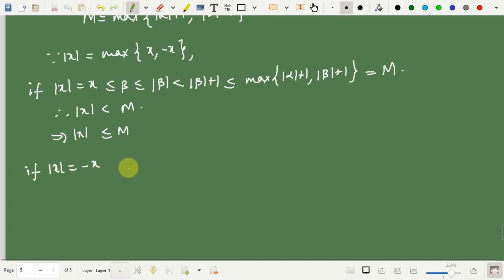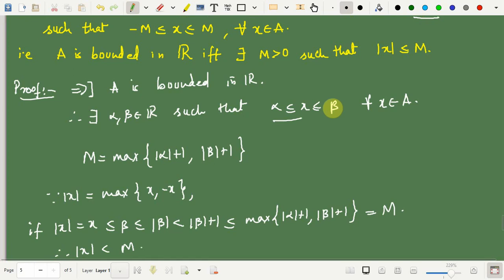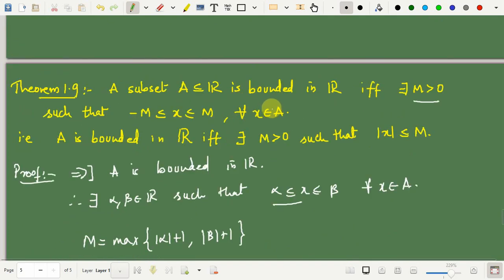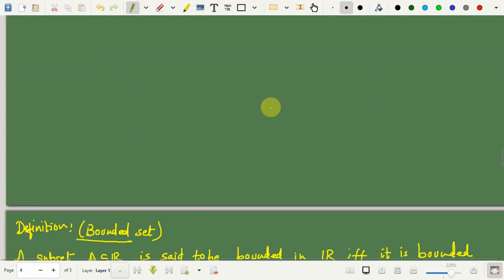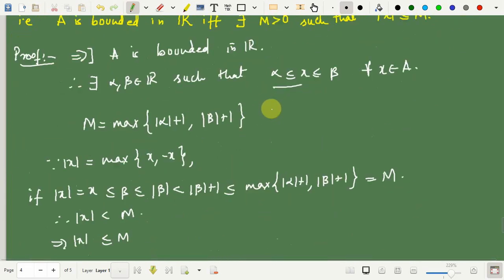When mod of x is equal to minus x, we know that x is greater than or equal to alpha from the other side. In this case I am considering beta as the upper bound and alpha as the lower bound. So, I have just changed the notation, I think, from the definition. Yes, let me check. Yeah, so not an issue with the notation.